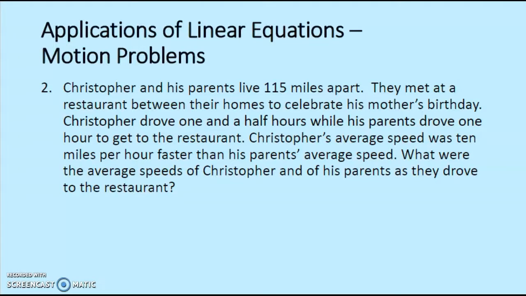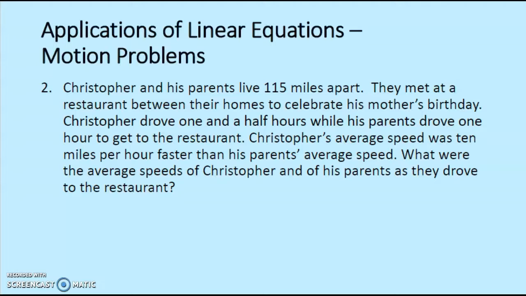Let's move on to our second example. Christopher and his parents lived 115 miles apart. They met at a restaurant between their homes to celebrate his mother's birthday. Christopher drove 1.5 hours while his parents drove 1 hour to get to the restaurant. Christopher's average speed was 10 miles per hour faster than his parents' average speed. What were the average speeds of Christopher and of his parents as they drove to the restaurant?